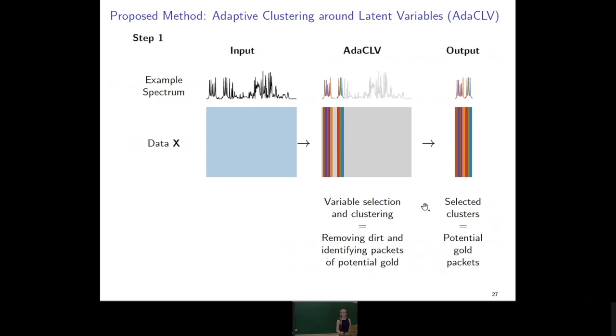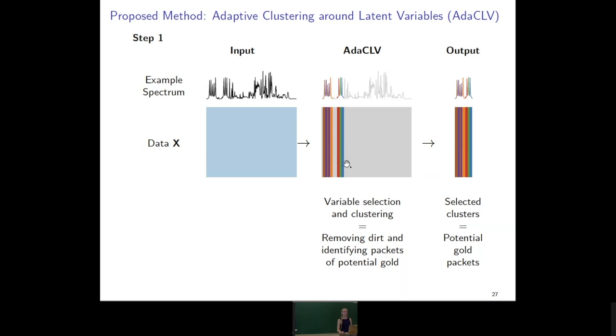So step one, we take our data matrix here, and this is a visualization of a spectrum just to remind you what's in that data. We apply ADA-CLV, and ADA-CLV does two things. The first is that it performs variable selection. So as you can see here, all of the columns that are in light gray have been unselected, as it were. They have been removed from the analysis and identified as dirt. And then the remaining variables have been clustered into clusters. So each color represents a different cluster.